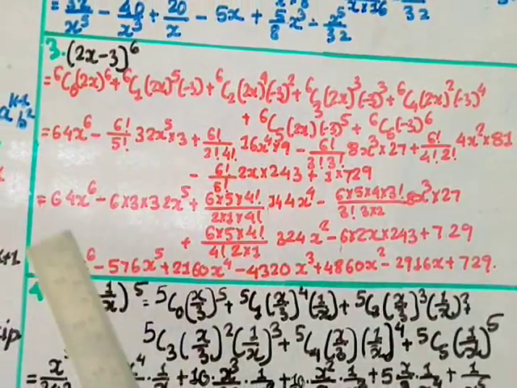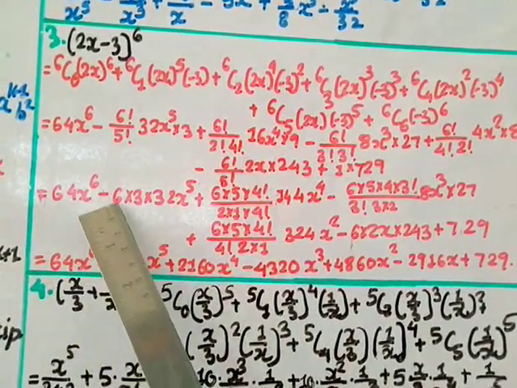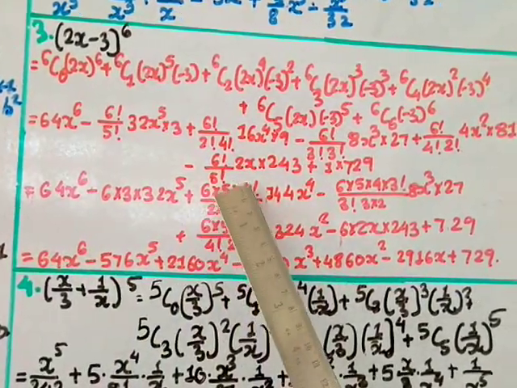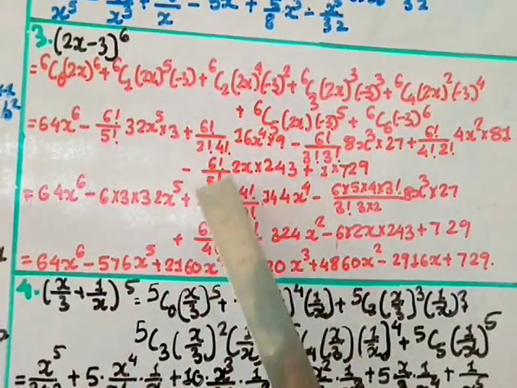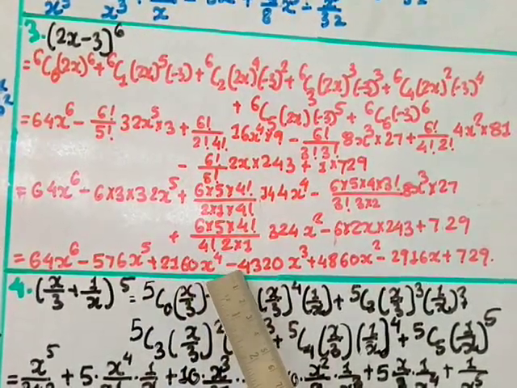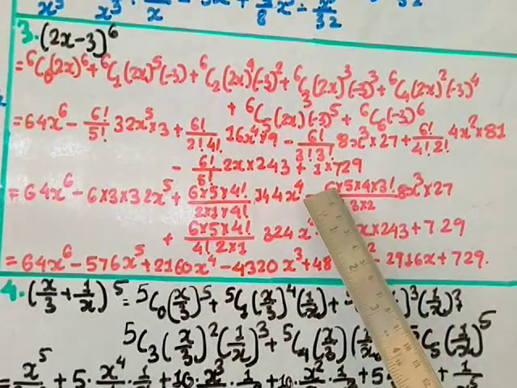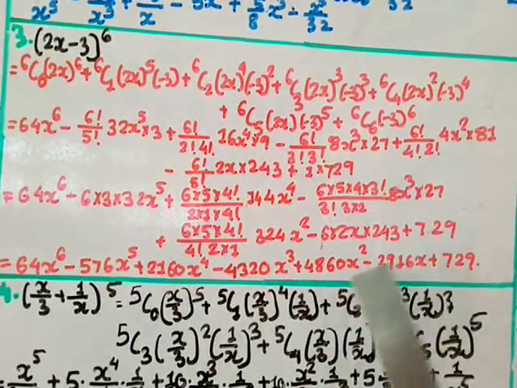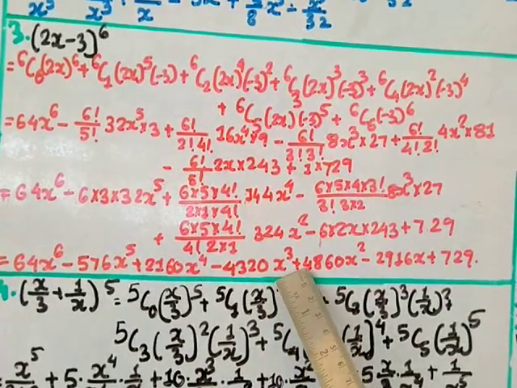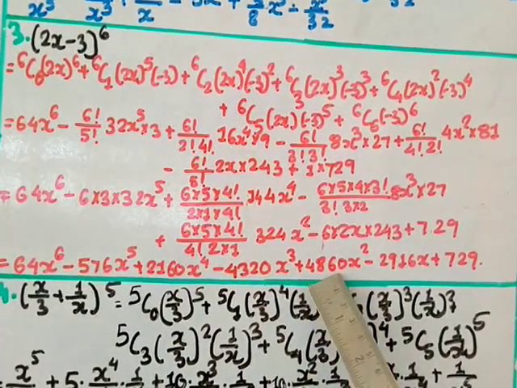Okay, you have to multiply also, so 64x^6 minus this product will be 576x^5, plus this, when you cut this 2 also you can cut, and when you multiply the remaining, you get here 2160x^4, minus this cut. Okay, this 6 cut, then the remaining you multiply, so what you get is minus 4320x^3, plus this part gives you 4860x^2.